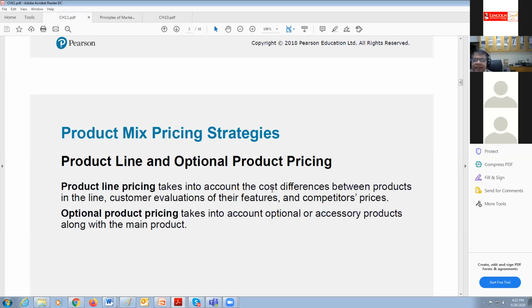Now, product line pricing is based on cost differences between products in the line, customer evaluation of their features, and competitors' prices. So different products will have different pricing. Optional product pricing takes into account accessory products along with the main product. Like Air Asia selling the ticket, you buy the ticket, the core is flying from Yangon to Bangkok or Yangon to KL. But then you buy optional products, like buying seats, buying food. So those are optional. You may want to buy, I may not want to buy.